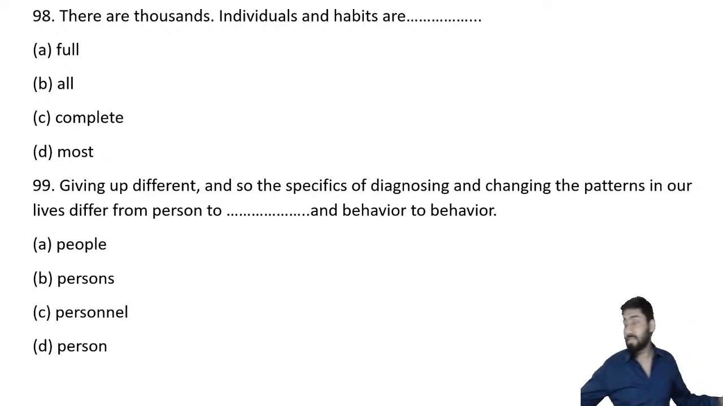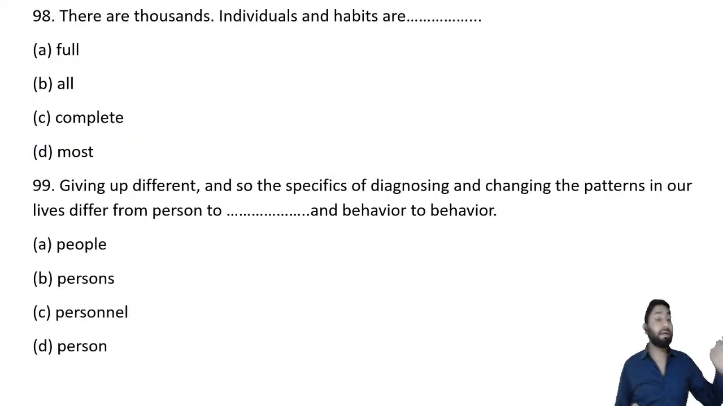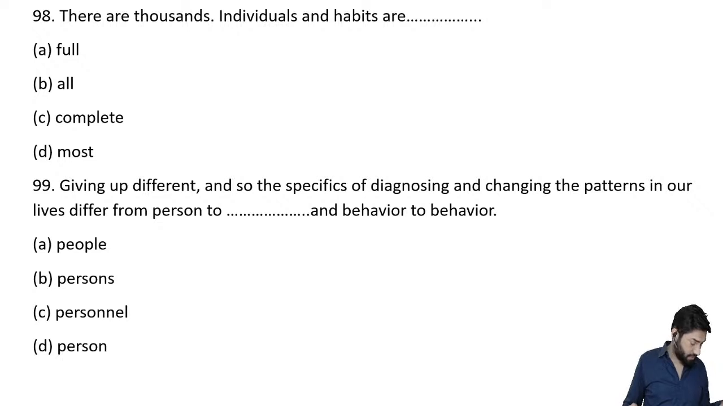There are thousands. पीछे से link करते हुए चलो, then it will make more sense. The problem is that there isn't one formula for changing habits. There are thousands. Individuals and habits are all different, and anyway, typing थोड़ा सा देख लो. I think it's fine.